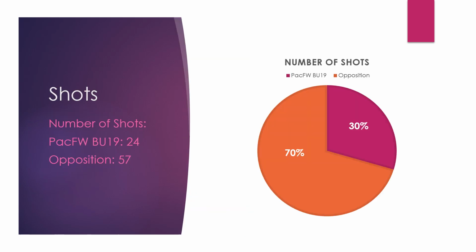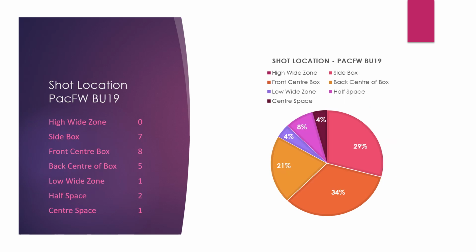We're going to start by looking at shots. In the total number of shots in the sample size, we had 24 and the opposition had 57. So right around 2-1, they were taking twice as many shots as we were. Now the opposition may be outshooting us by 2-1, but let's look at where the shots are coming from.